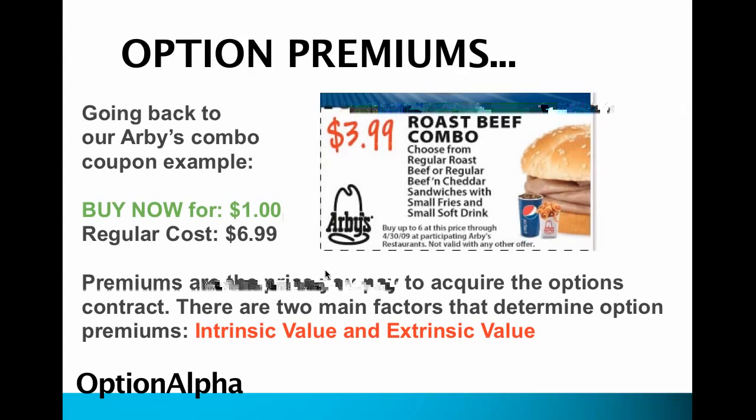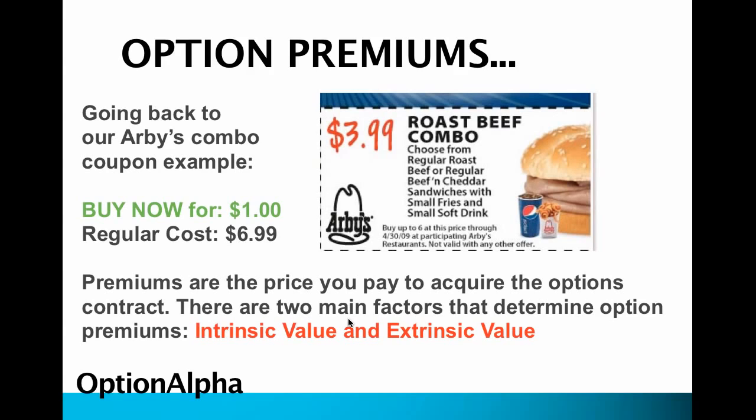I'd sell it to you for $1. You would go in and pay Arby's $3.99, so your total investment would be $4.99, and the price of it regularly is $6.99. So you're still going to save $2 by buying this coupon from me if you couldn't find it yourself. That's where the option premium comes into play. It's that extra price that you pay to acquire that option contract, because I'm not going to give this to you for free. It has value left in it.